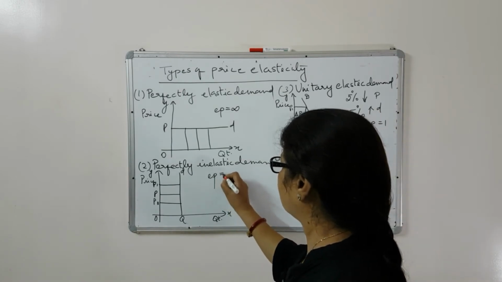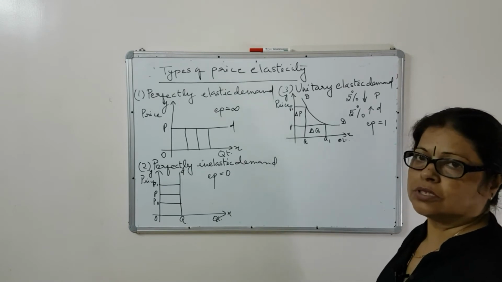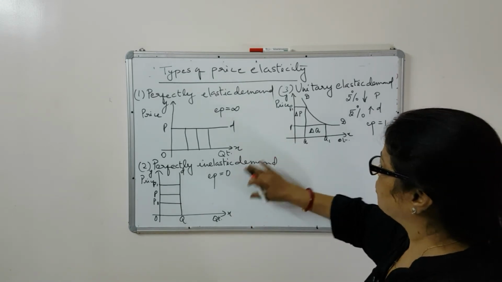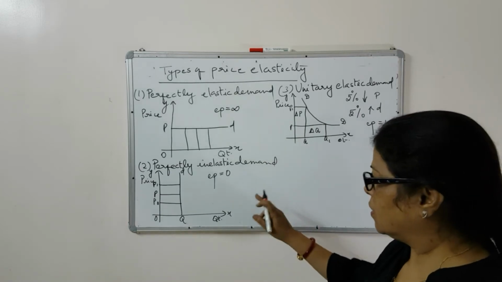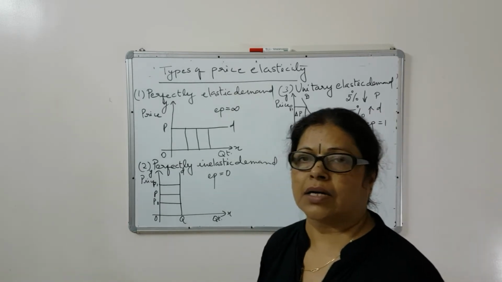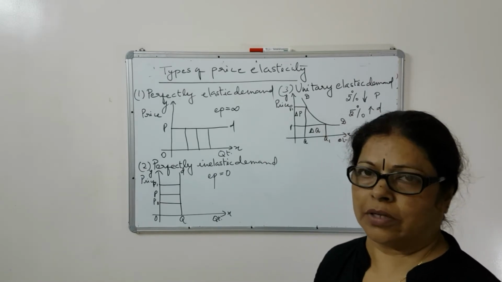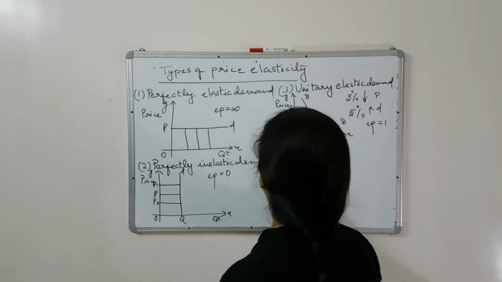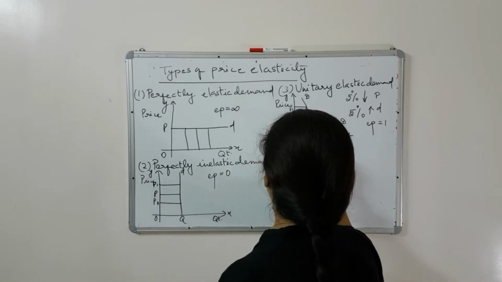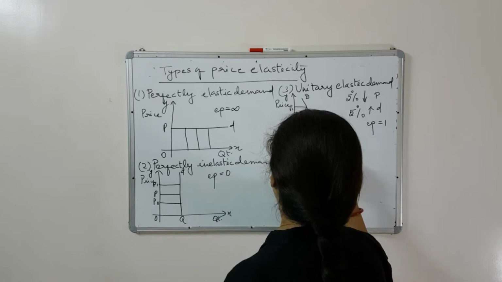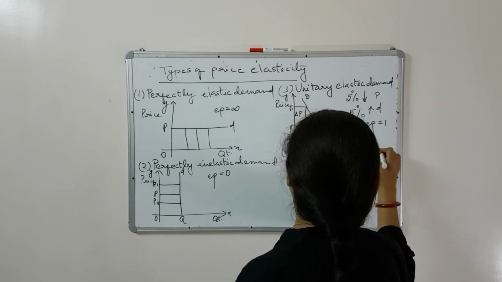In case of perfectly inelastic, EP is equal to 0. Write all these values, because if your diagrams are properly drawn and labeled properly, marks cannot be deducted. Explanation should be to the point. Okay. Fourth is relatively elastic demand.